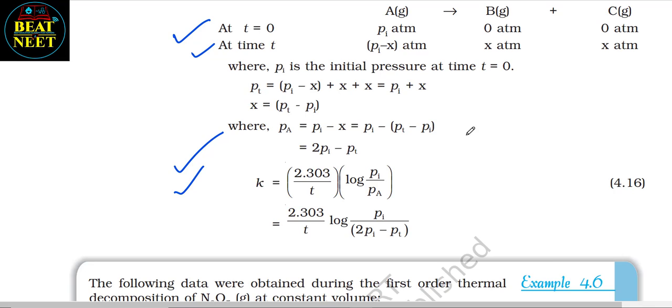And finally we get k = 2.303/t log (p_i)/(2p_i - p_t).